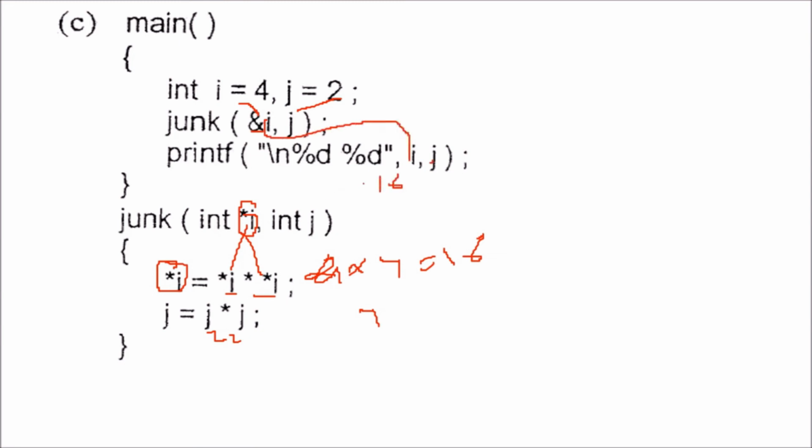But j, since it is passed as just a value, the j value will not be reflected here because you are just sending the copy of j. You are not changing anything on that address which is being pointed to by j, which is this address. So you will get 16 and 2, so j remains unchanged.